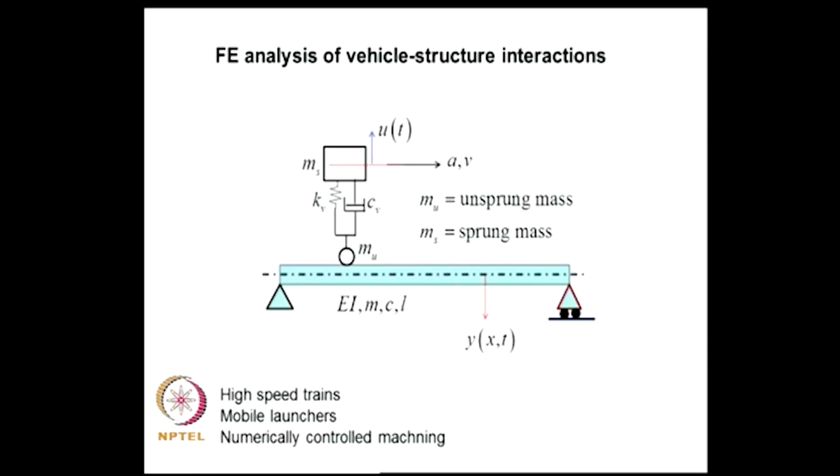This type of problems is currently gaining importance because of development of high speed trains and mobile aircraft launchers, and even in numerically controlled machines where the tools move on the job at fairly high speed to enhance productivity. So, when we talk about vehicle structure interactions, the scope of the problem need not really be confined to only highway bridges or railway bridges. It can encompass a broader class of problems, and the kind of formulation that we are going to discuss is in principle applicable to this wide range of problems.